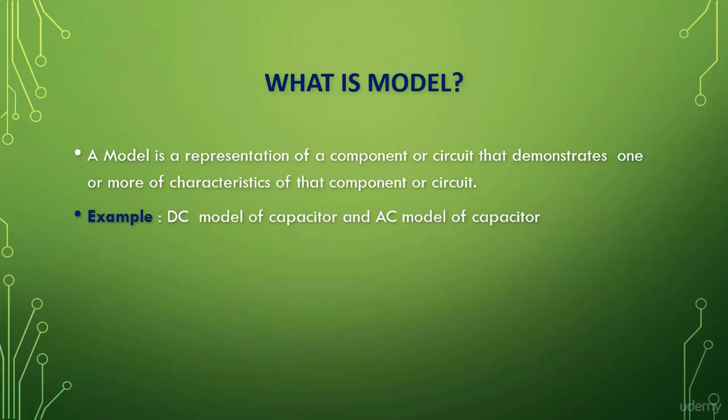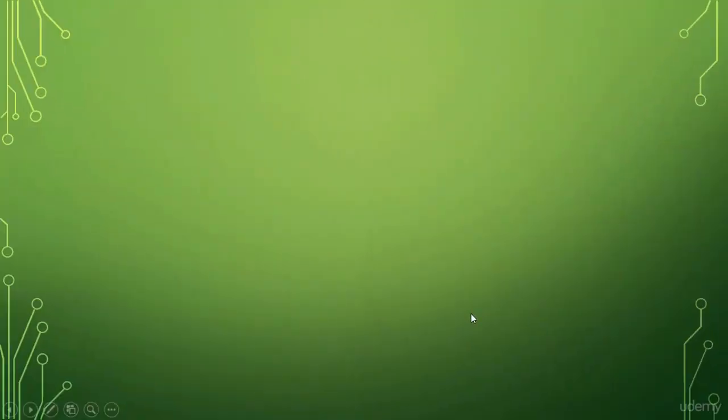In the case of the DC model of a capacitor, we may represent the component as an open circuit, since a capacitor blocks DC. At the same time, the AC model of the capacitor may represent the component as a variable reactance, and the reactance of the capacitor is inversely proportional to the frequency.